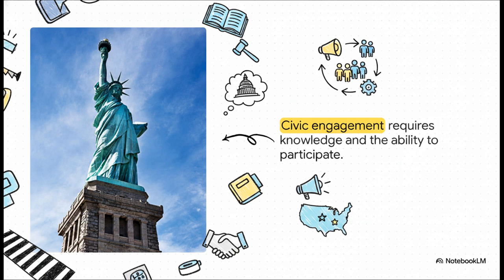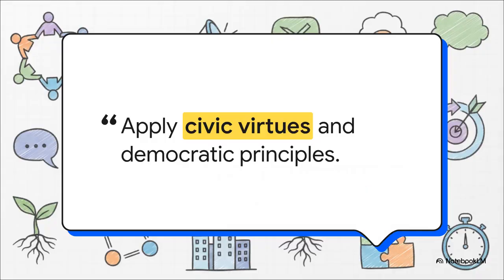It reminds us that whether you're advocating for a crosswalk or debating national policy, productive civic engagement requires a firm knowledge of our system's foundations and a real willingness to actively participate. The C3 framework also reminds us to apply civic virtues and democratic principles. We're talking about things like equality, fairness, and respect for legitimate authority and rules.